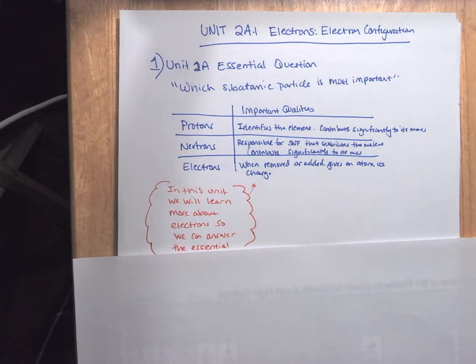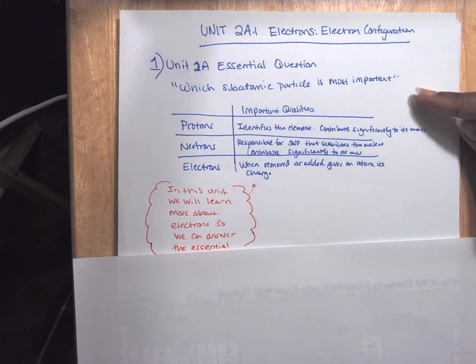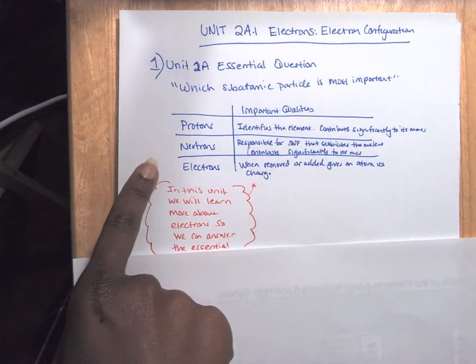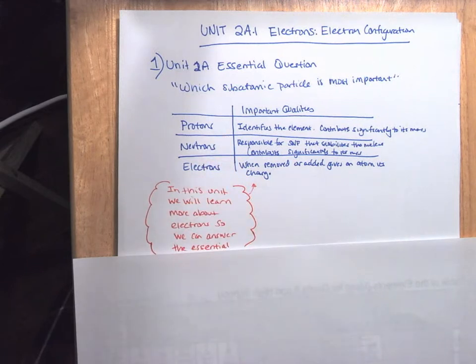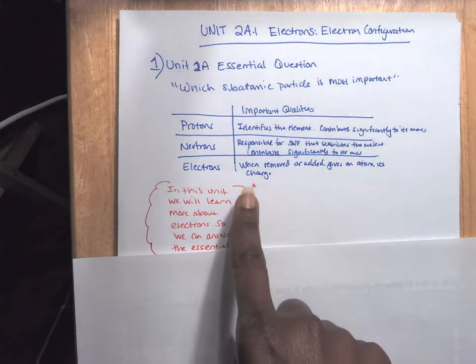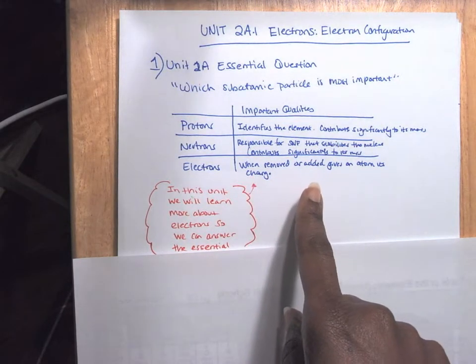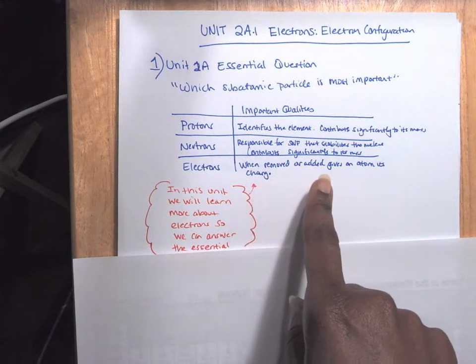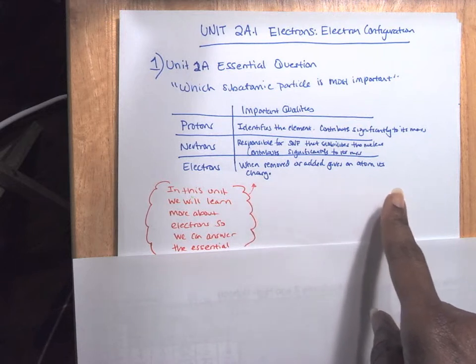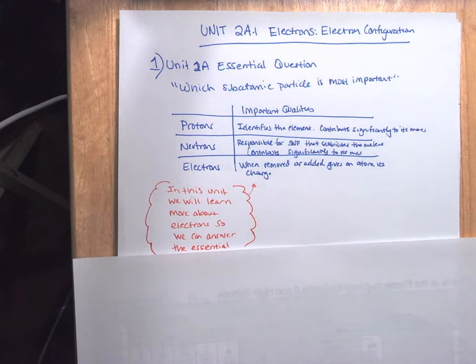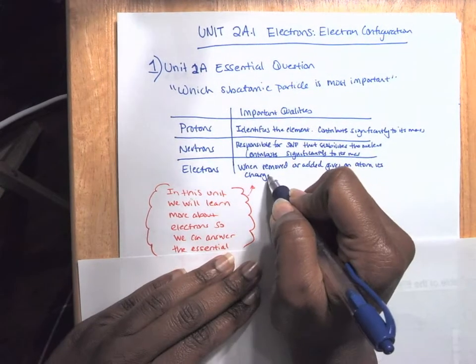So we're starting Unit 2A, Electrons and Electron Configuration, and the essential question for this unit is: which subatomic particle is most important? Now we know that there are three subatomic particles: protons, neutrons, and electrons. And we know some of the important qualities of each. For example, the protons identify the element. Neutrons are responsible for the strong nuclear force, or nuclear strong force, that stabilizes the nucleus and contributes significantly to its mass. And electrons, when removed or added, give an atom its charge. So those are some of the things that we know about the three subatomic particles.